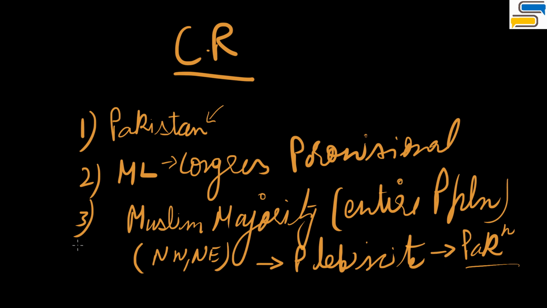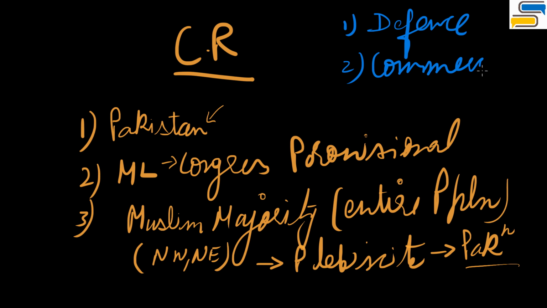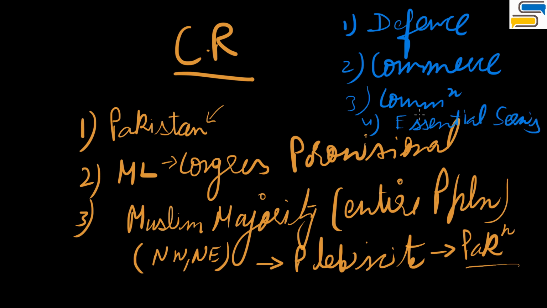Now, this clause is conditional, and the condition is that if the plebiscite supports the partition of the country, then the agreement will be made jointly. There will be a few compulsory things which will be joint. And what will these compulsory things be? Number one would be common defense, even if the country is divided. Number two, common commerce, so you can trade between them and us. Number three is that communication would be common between the two. And number four, all other essential services would be made common to both the countries if partition is accepted.